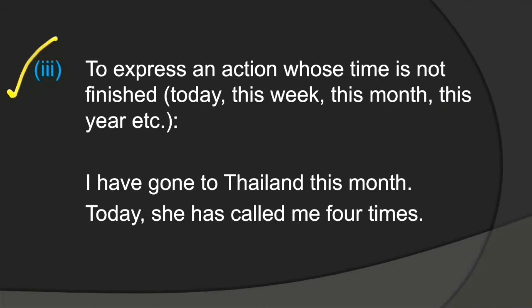Number 3. Present perfect tense is used to express an action whose time is not finished, like today, this week, this month, this year, etc. These time periods are not finished. First example, I have gone to Thailand this month. Is this month finished? No, so I can go there again. Second example, today she called me 4 times. Today is not finished. It is still there, so she can call me again.